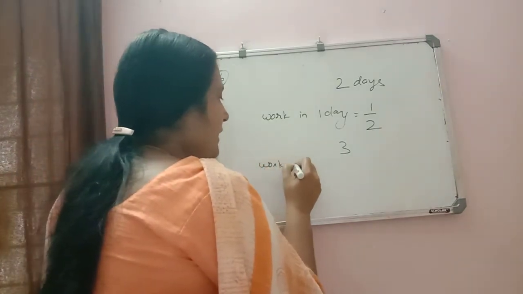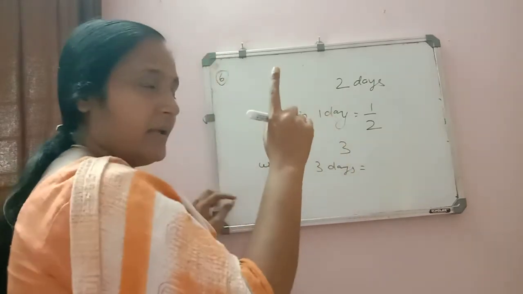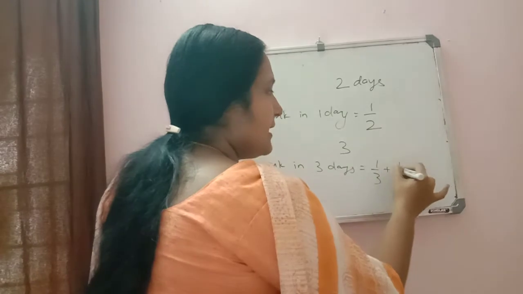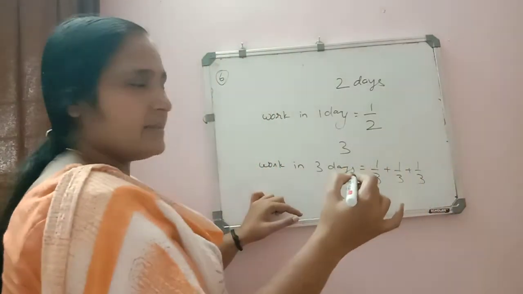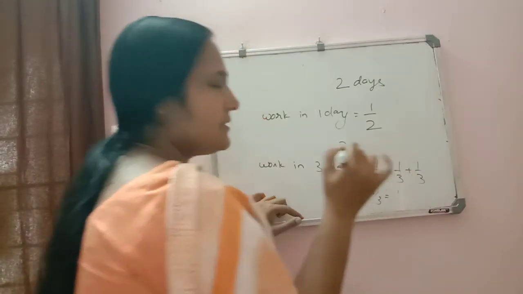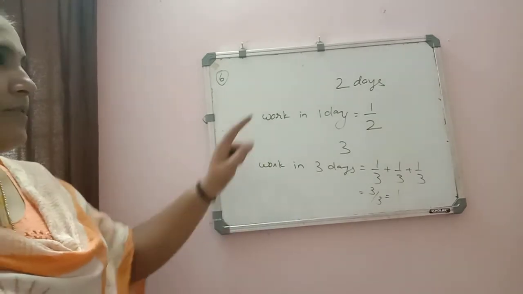work done in 1 day. Since you are completing the work in 3 days, in 1 day you are completing 1/3 of the work. In the same way, in the second day also you will complete 1/3 of the work, and in the third day also 1/3 of the work. So after 3 days, 3/3 is equal to 1. So this is the concept which we are going to use now.